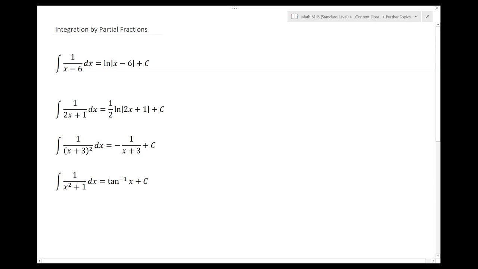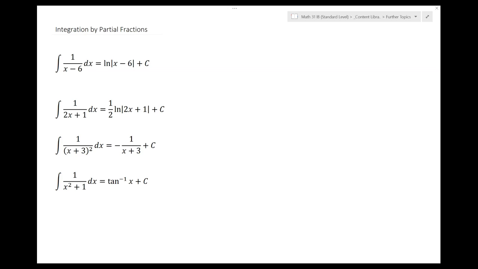Hello everyone. In this video we're going to look at a technique of integration called integration by partial fractions. We use this technique often to integrate rational functions. In order to do this, we're going to look at some antiderivatives of some different formats of straightforward rational expressions where the numerator is 1.